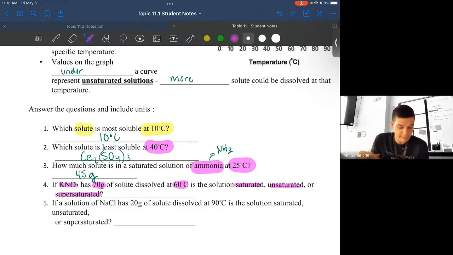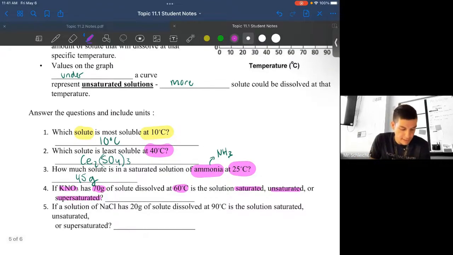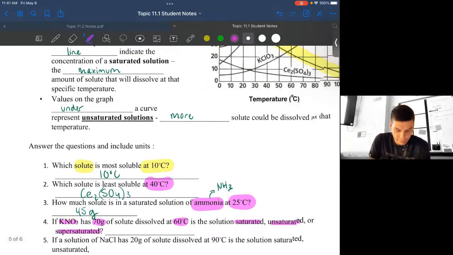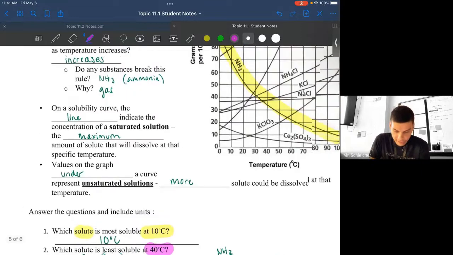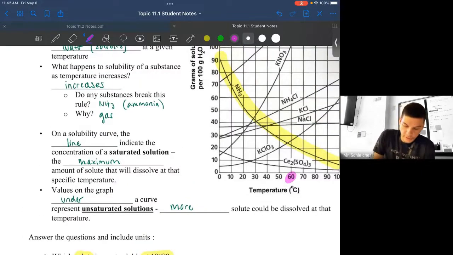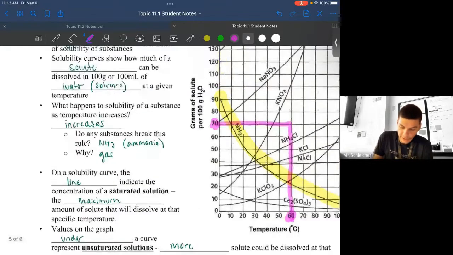So let's look up 70 grams at 60 degrees Celsius, and let's look at that KNO3 curve. So 70 grams at 60 degrees Celsius, and connect it here. Okay, so it seems like there's no curve there, and the KNO3 curve is way up here. So if we have a point that's below the curve, that is going to be unsaturated.